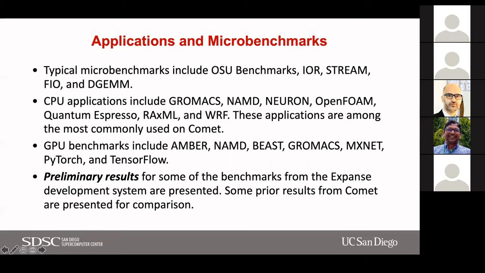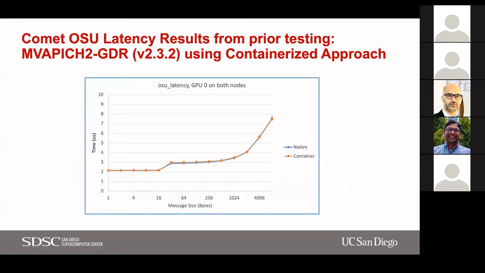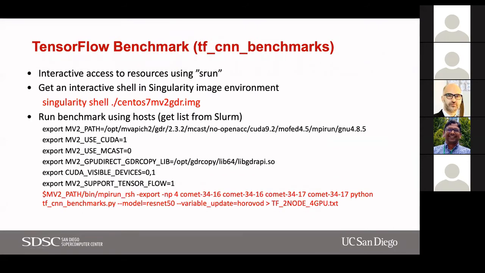The preliminary results for some of these things from the development system are what I'm going to show today. And in some cases, I didn't get a chance to run them yet, so I'm showing you some prior results from Comet. So just a quick thing showing on Comet, using MVAPICH2-GDR with a containerized approach. This is an old test that I did. You can see that native and container, there's practically no difference in terms of the latencies. And then a TensorFlow benchmark, again running via Singularity.